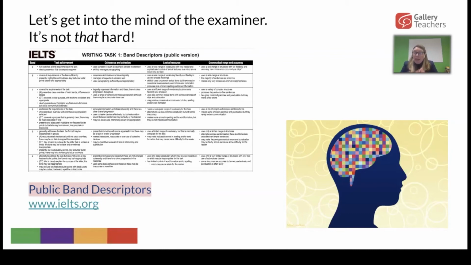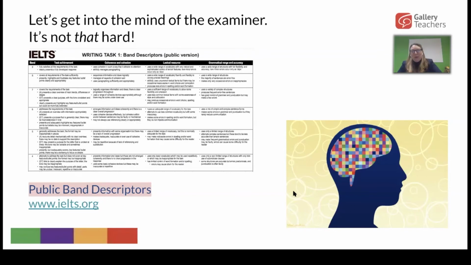unfortunately, if you make these errors of spelling, then this will be penalized in this column, okay? And you will not be able to achieve a band higher than 5 or 6 or 7, okay? And you can back that up with the band descriptors, okay? You can clearly show them this is what your examiner will be using. So let's try to satisfy these band descriptors. Let's get into the mind of the examiner, and really with the band descriptors, it is not that hard.